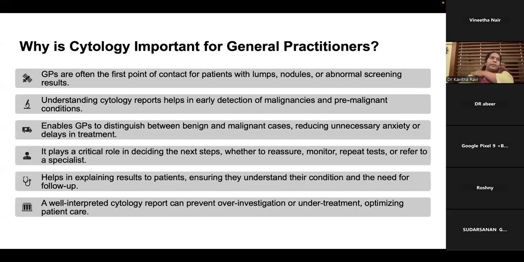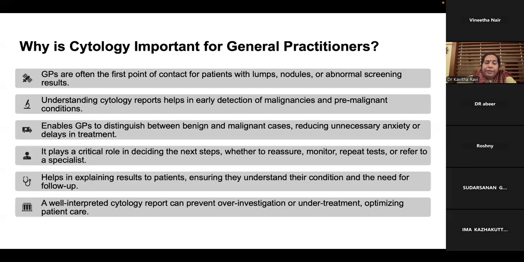So today's session is for the general practitioners. Why is cytology important for general practitioners? GPs are the first point of contact for patients with lumps, nodules, or abnormal results. So they should know; this deciphering of cytology reports is for them. Understanding cytology reports helps in early detection of malignancies and other conditions, and also in guiding patients regarding the further steps of management.